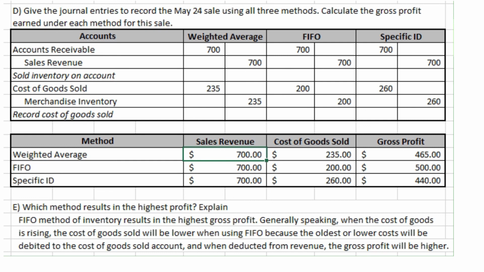Generally speaking, when the cost of goods continues to rise, the cost of goods sold will be lower when using FIFO because the oldest or the lower cost items will be debited to the cost of goods sold account first. Therefore, your gross profit will be higher. Obviously, the inverse is true. If the cost of your inventory continues to decline, your gross profit would be lower under FIFO, opposite of what we're saying here.